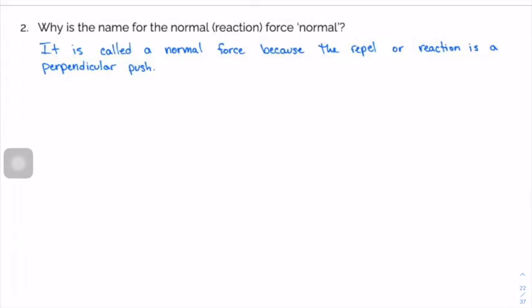It's called a normal force because the repel or reaction is a perpendicular push. Awesome. I'm gonna even write awesome.